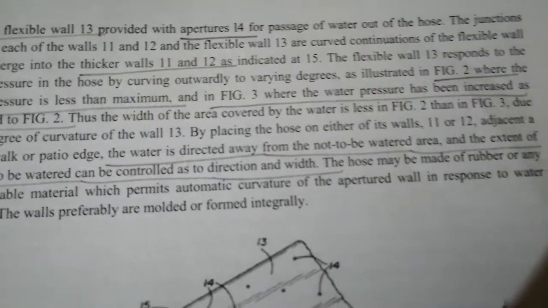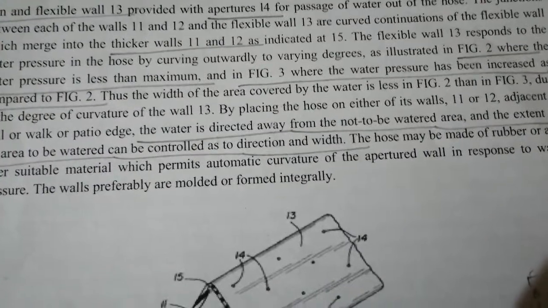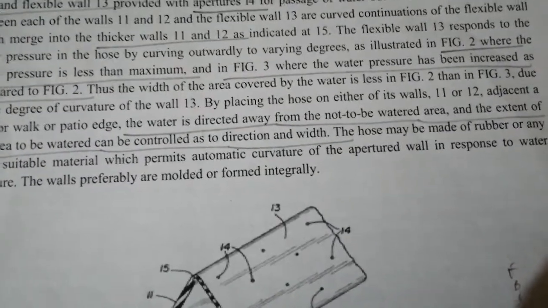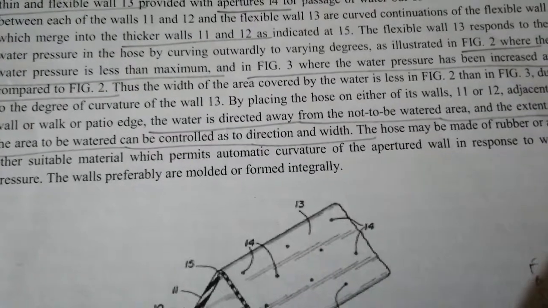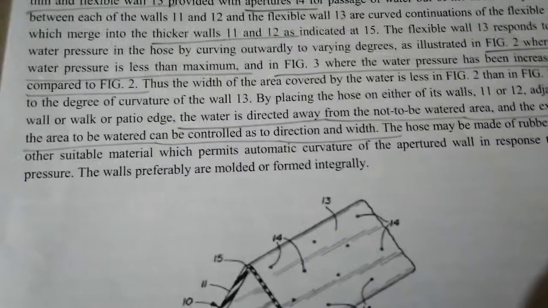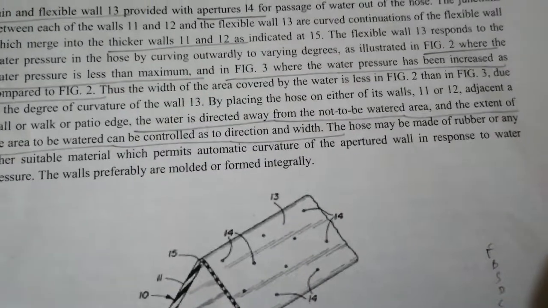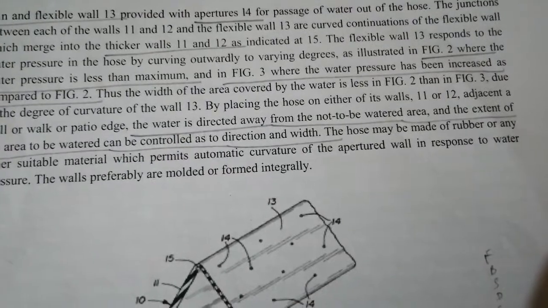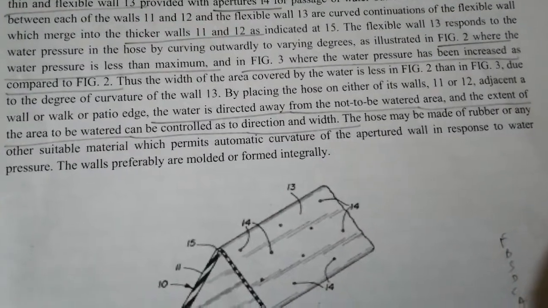The flexible wall 13 responds to the water pressure in the hose by curving outwardly to varying degrees as illustrated in Figure 2, where the water pressure is less than maximum, and in Figure 3 where the water pressure has been increased as compared to Figure 2. Thus, the width of the area covered by the water is less in Figure 2 than in Figure 3 due to the degree of curvature of the wall 13.